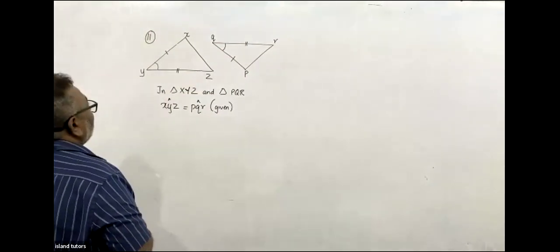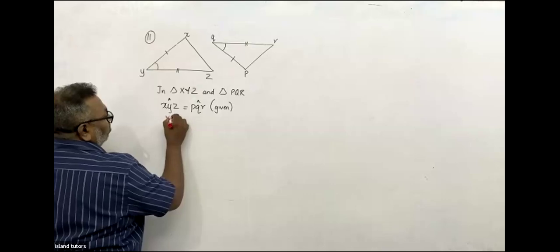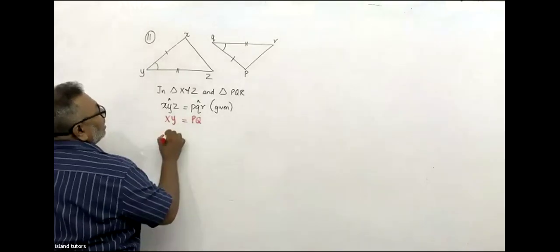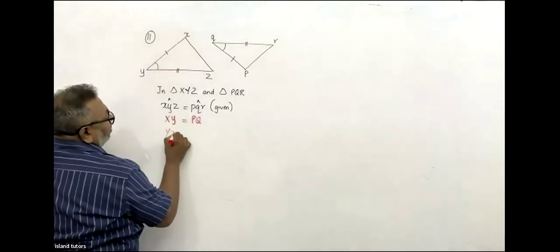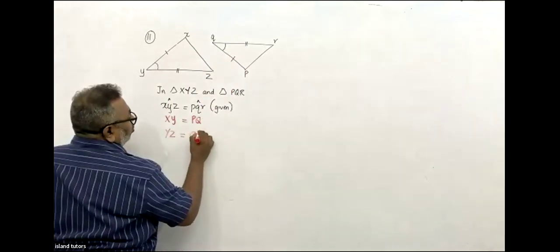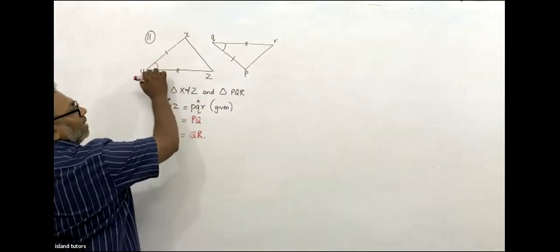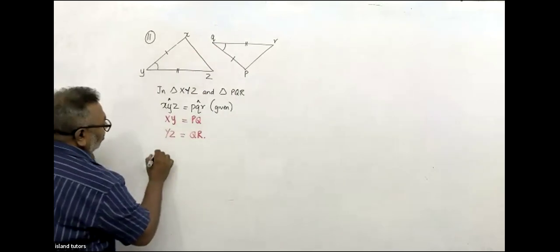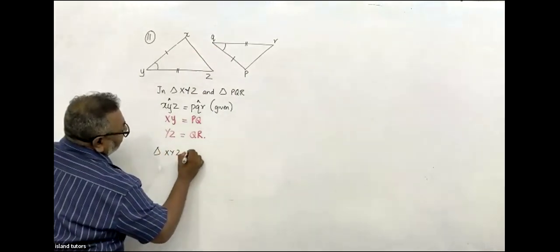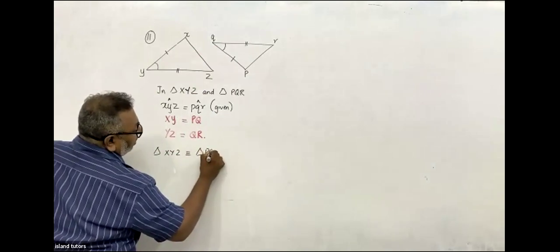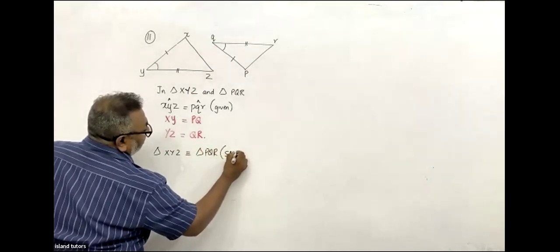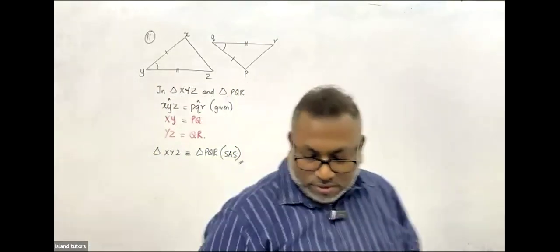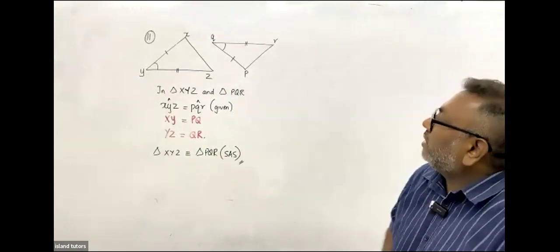You need to show XY is equal to PQ, and YZ is equal to QR. So you have side angle side, so they are congruent. So you can say triangle XYZ is congruent to triangle PQR in the SAS case, side angle side case. That is question number 11.